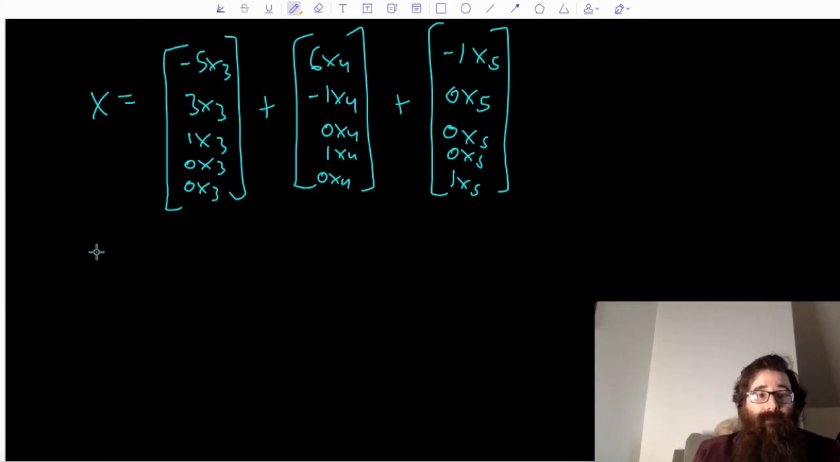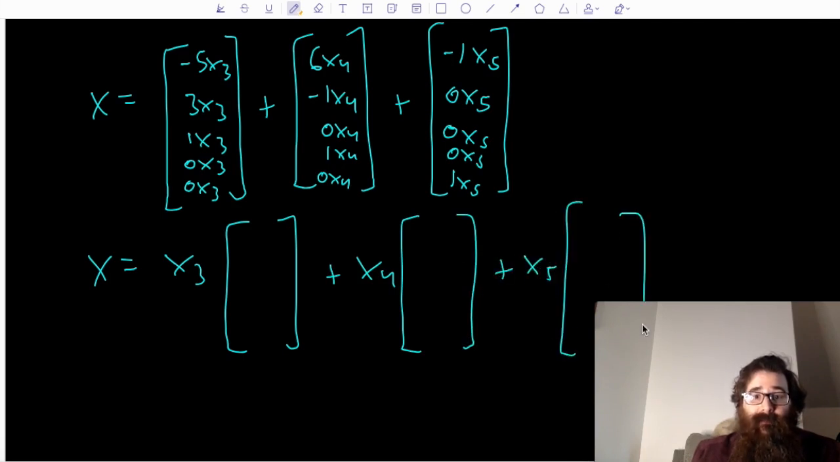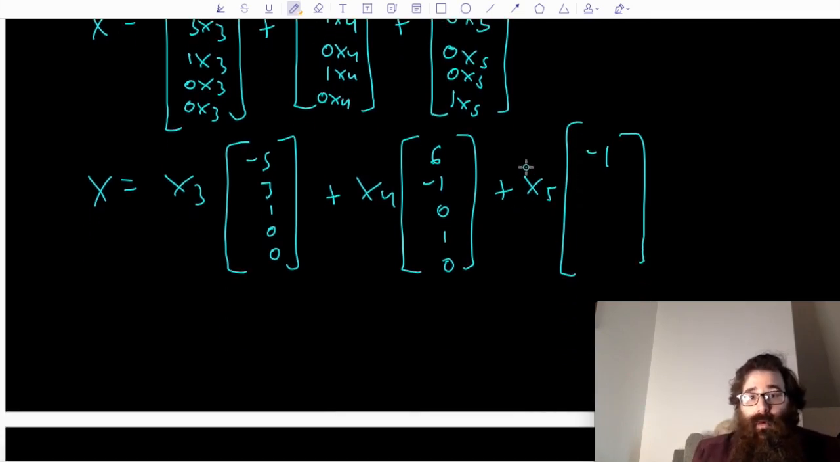I want to bring out my free variables as scalar weights. So x sub 3 times a numerical vector, plus x sub 4 times a numerical vector, plus x sub 5 times a numerical vector. When I bring out x sub 3, what am I left with? Well, I can see the values. If I've written it this way, that's the vector negative 5, 3, 1, 0, 0. This next vector, if I bring out x sub 4, what am I left with? That's 6, negative 1, 0, 1, 0. If I bring out x sub 5, what am I left with? That's negative 1, 0, 0, 0, 1.